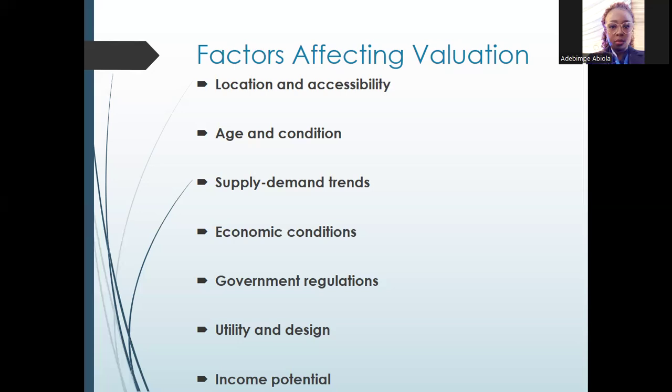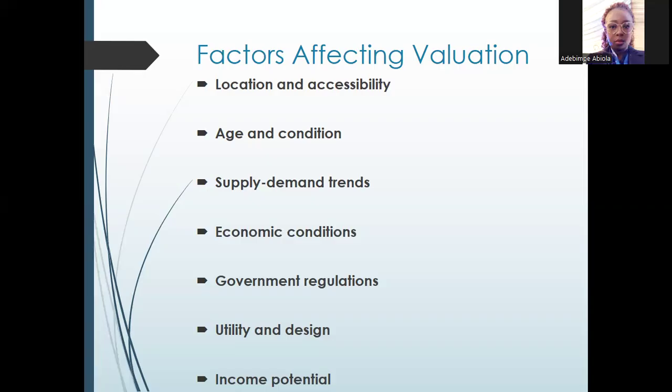It will affect our valuation. Then also some government regulations affect valuation. A situation whereby we have zoning laws, we have our taxes here and there, definitely to affect what?